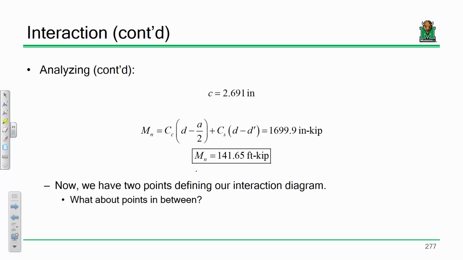We've got the case of pure bending and the case of pure axial load. But what about the points in between? I mean, you have to understand, we're trying to define a whole curve, okay? How do you figure out the points in between?